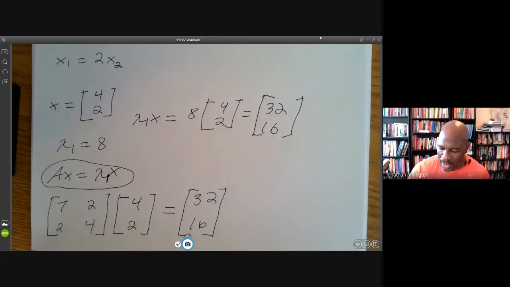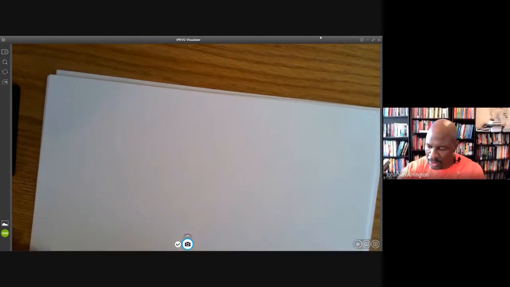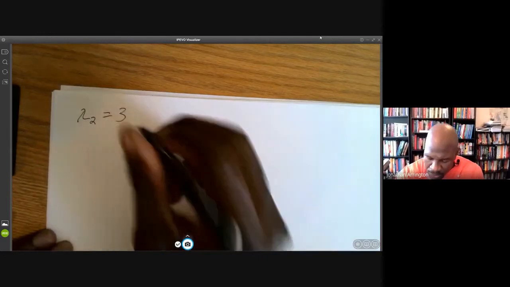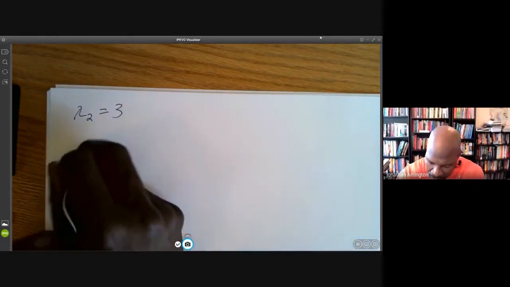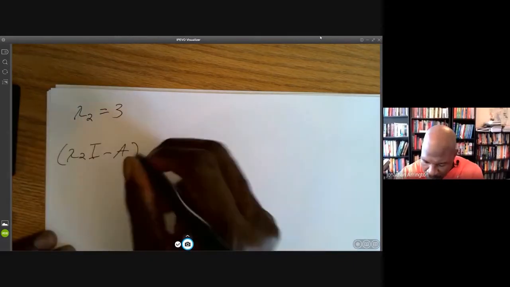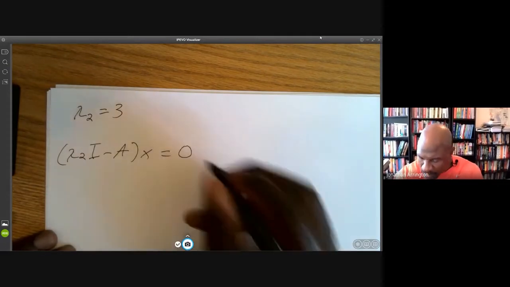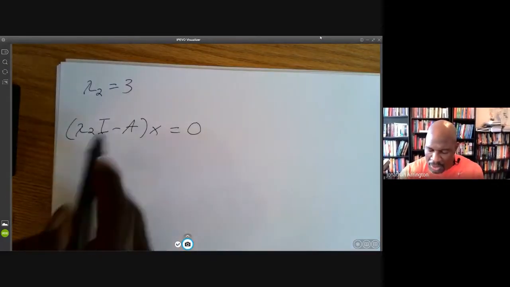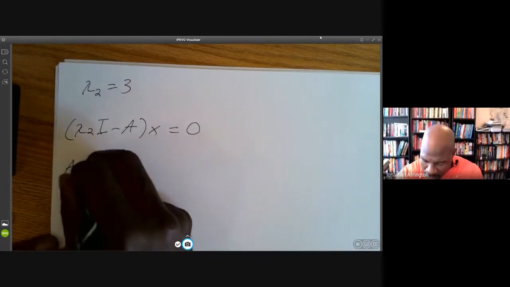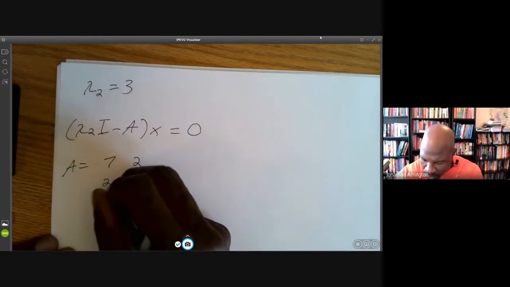All right, so let's go ahead and find an eigenvector for our other eigenvalue. The other eigenvalue was 3. So let's go through that. So again, for this case, we're doing lambda 2, which is 3. And again, what we're going to do is lambda 2 I minus A, that matrix times x equals 0. All right, so you know the deal what lambda 2 times I is going to be. So again, matrix A, just to bring it back for reference, 7, 2, 2, 4.